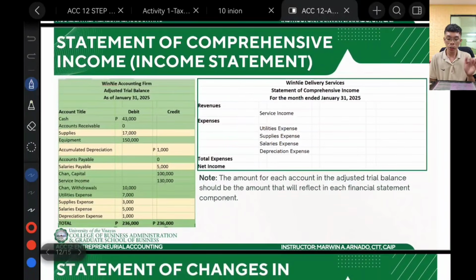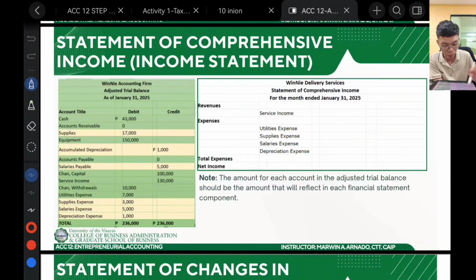As I mentioned earlier, we will be using the balances that we computed in the adjusted trial balance. This is the pro forma of your comprehensive income statement. You have here the name of the company, then what you are preparing, which is the statement of comprehensive income, and this is for the month ended January 31, 2025.